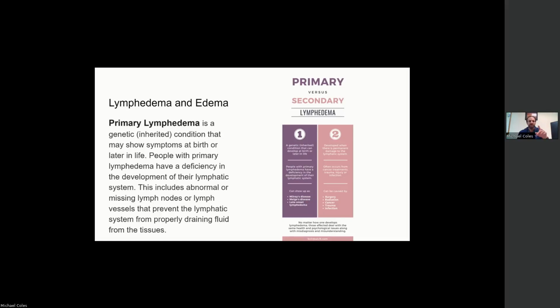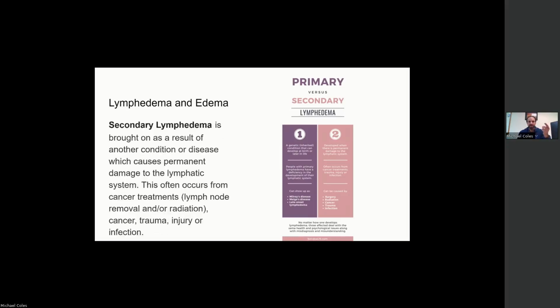So examples of primary are Milroy's disease, which begins at birth when you're an infant. Meige's disease shows up during puberty or pregnancy, and sometimes later in life, but usually in these two cases. And then you have late onset edema, where it happens after 35.